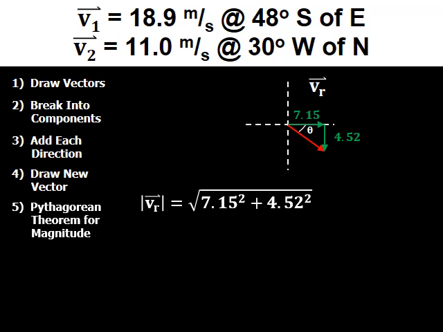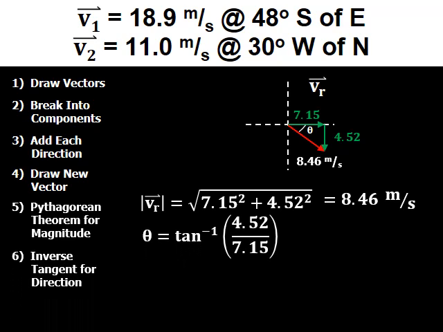I want to know how much, not what direction. So you drop the direction. So the square root of 7.15 squared plus 4.52 squared, and we get 8.46 meters per second. The last step is the inverse tangent in order to find the direction. So we take the inverse tangent of opposite over adjacent. 4.52 divided by 7.15, inverse tangent of that is going to be 32.3 degrees.